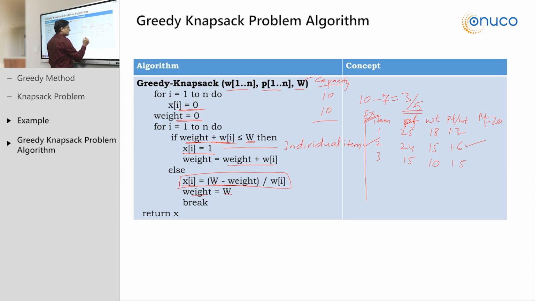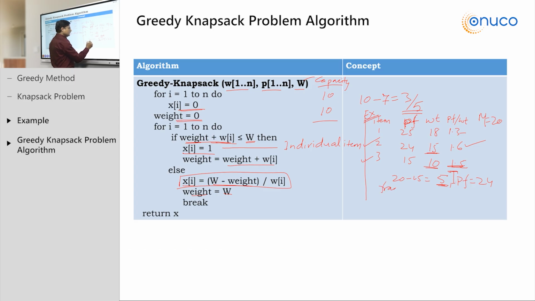If you select this completely, what is the knapsack weight? 15. 20 minus 15, still 5 kg we can select for the knapsack. And what is the total profit as of now? 24. But 5 kg we can still select. From where will we select 5 kg? The third element and the first element. Based on our concept, you are going to select from the third element because it is the more profitable element. But how many kg can we select from the third element? Its weight is 10 kg. We can select a maximum of 5 kg.